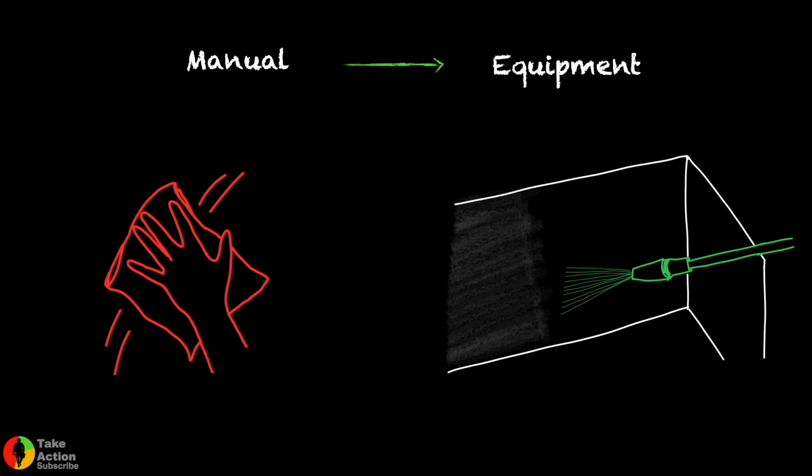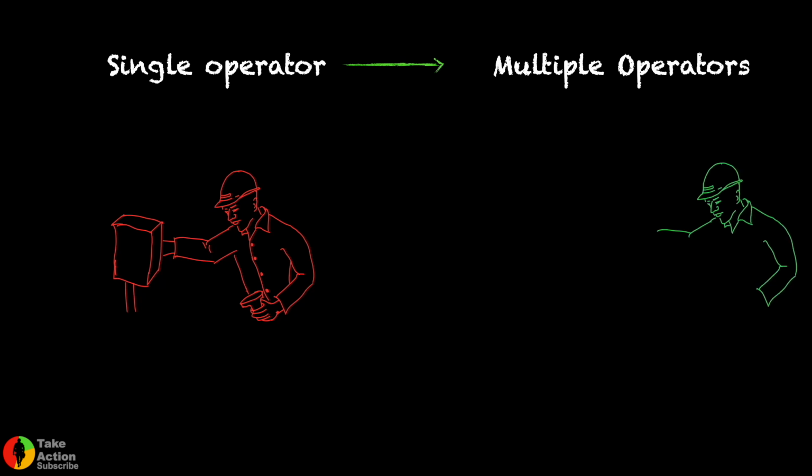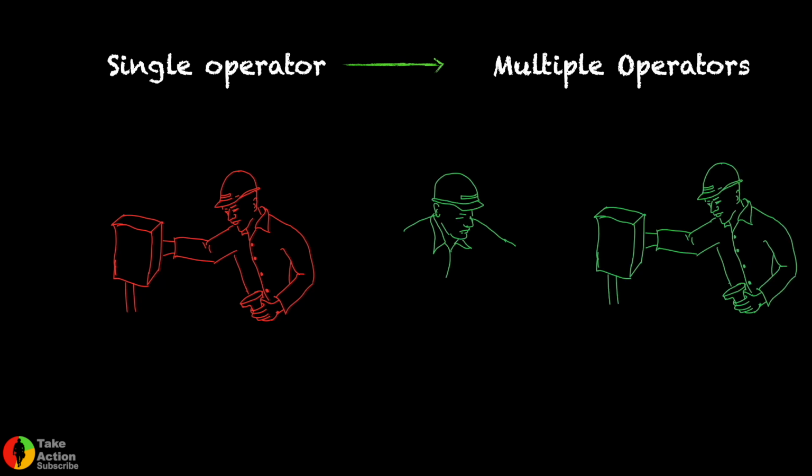Another idea would be that instead of one operator, there are 2 operators doing all the activities. For example, one operator would be the machine operator, and another worker would be from the maintenance department. So the whole maintenance, including this cleaning, can be done by 2 workers instead of 1 worker. So with this arrangement, we are also shortening the maintenance and downtime of the machine a lot.